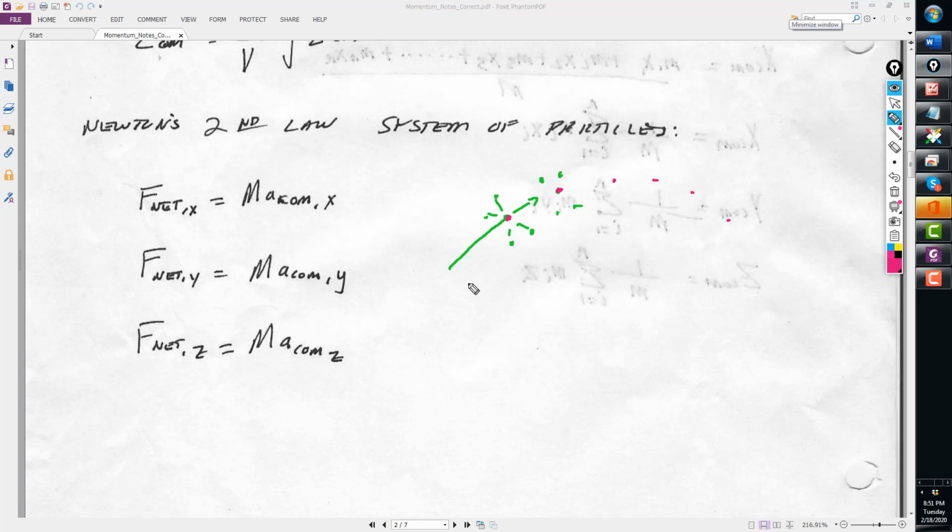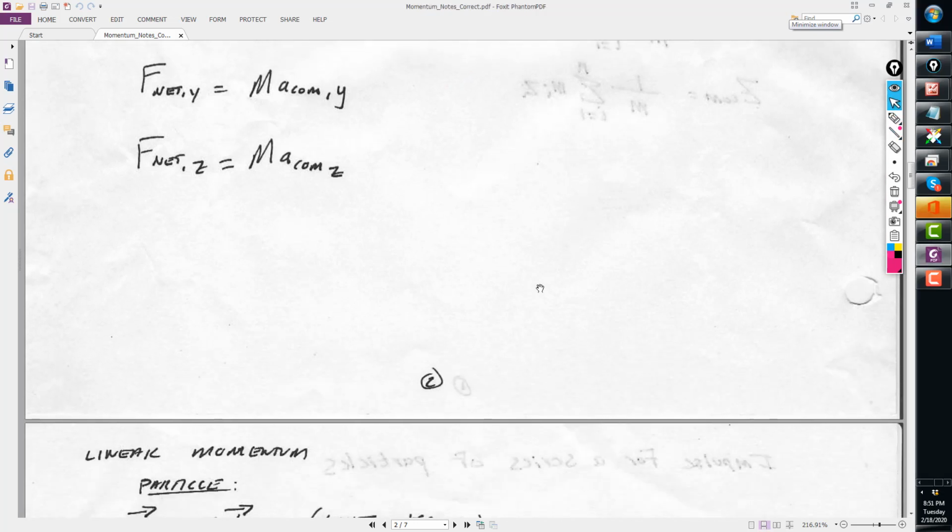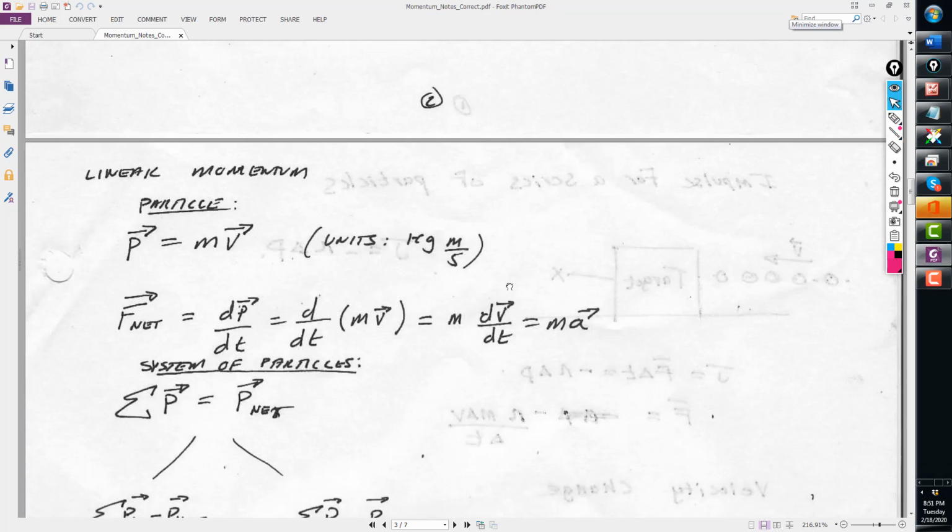So all of these laws are valid for the center of mass. Everything we've seen up to this point, we've assumed that there's one point mass at the center of mass, but now it can change depending upon the system. If you have a series of particles, we look at that center of mass as behaving as a single particle.